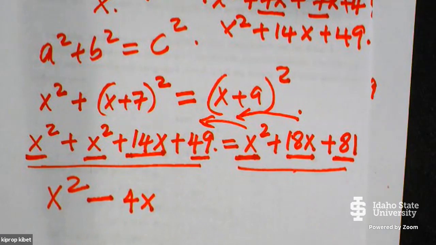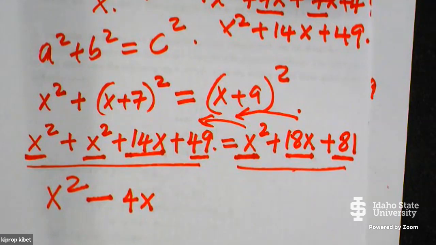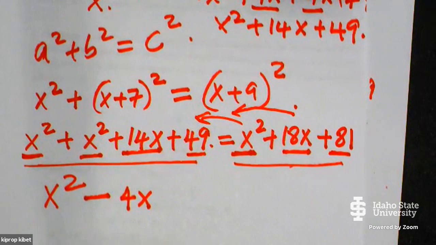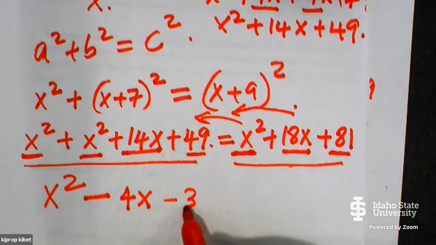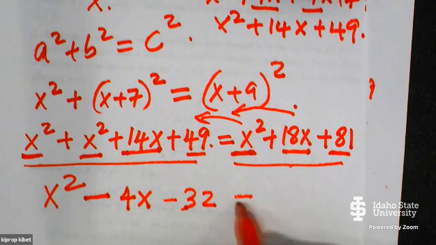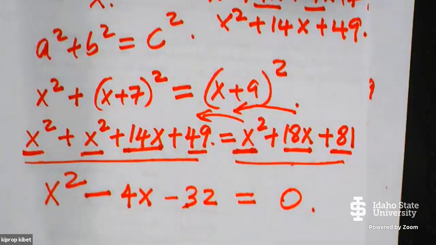49 minus 81 is what? Negative 32, equals to 0. So we have a quadratic equation there, so we get the values of x. What are the values of x? The product is negative 32 and the sum is negative 4. What are the two numbers?